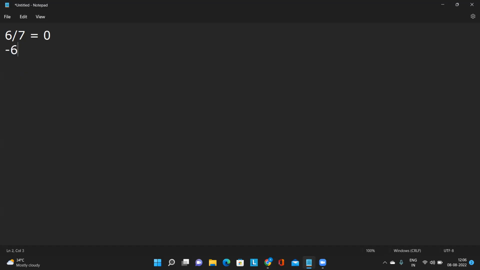But now what is going to happen when I say minus 6 divided by minus 7? What is going to be the output of it? Is it going to give me a positive number or a negative number? Please remember, this is also going to be only 0. But there is one small thing you have to remember. If any one of the operands, if any one of the values is negative, so either minus 6 divided by 7 or 6 divided by minus 7.